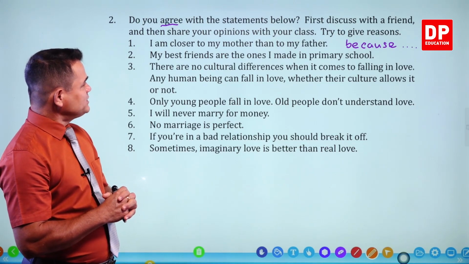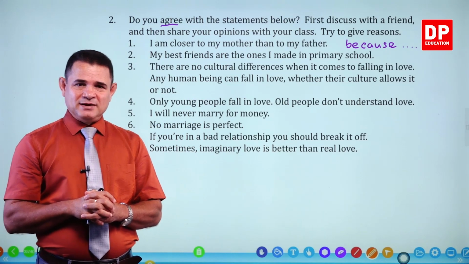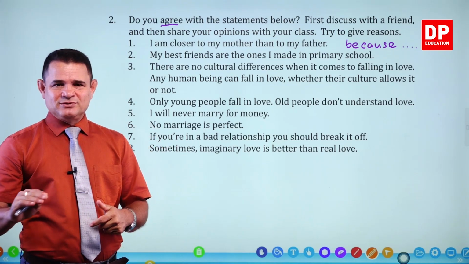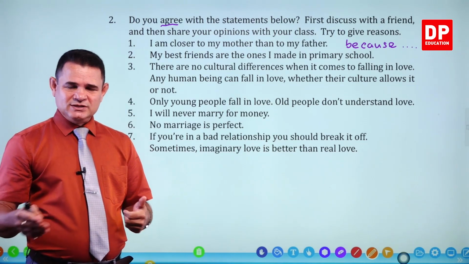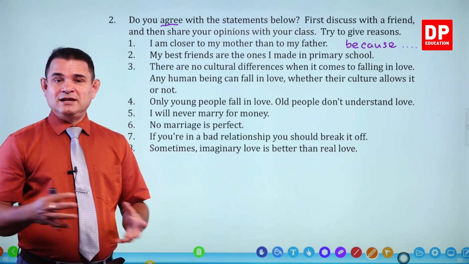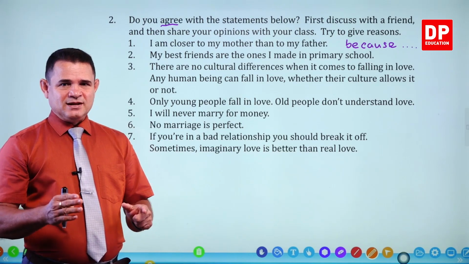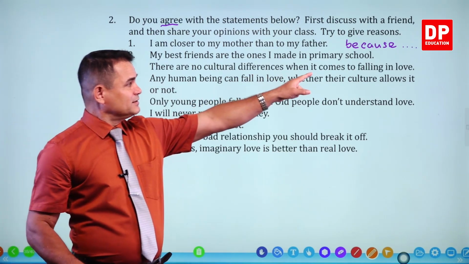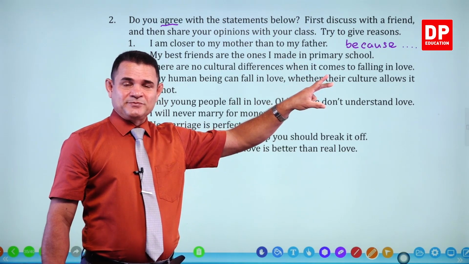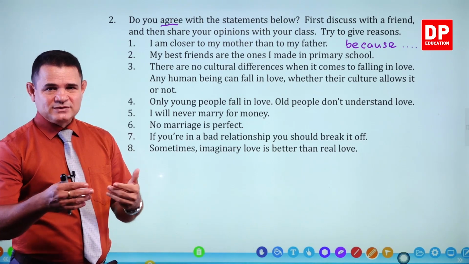The second one: my best friends are the ones I made in my primary school. Grade 1, 2, 3, 4, 5, primary grades. Not the friends that I made in my O level or A level classes. So that depends on you. If so, you can say I met my best friend in grade 1 or grade 2, and we are from the same village. You can give reasons and explain it in more detail.